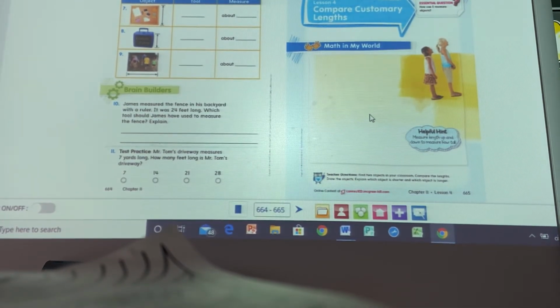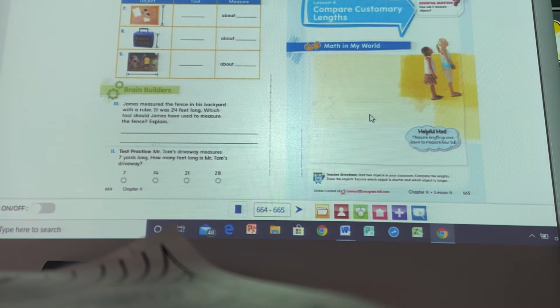Lesson 4, which is actually our Friday lesson. Isn't that exciting? We made it through another week. So the title of lesson 4 is Compare Customary Lengths. Well, we talked about what compare means. We talked about what customary means, and we know what lengths means.